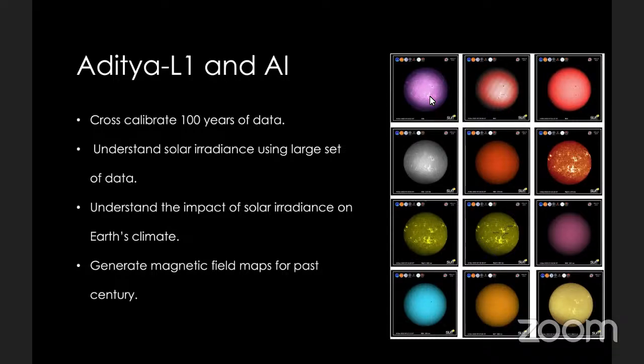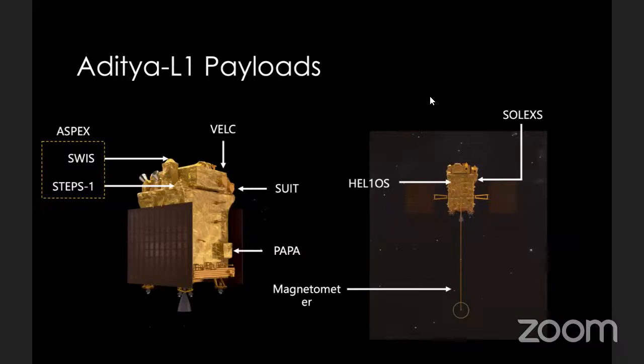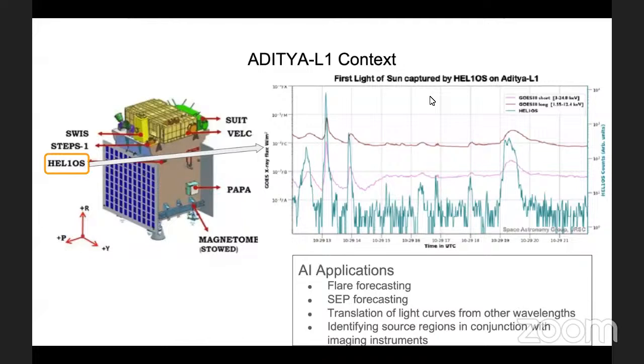And then, as I indicated, generate the magnetic field maps for the first century. Real maps don't exist, so you have to train the machines to get back to these maps. Very briefly, again, the SUIT payload we mentioned.